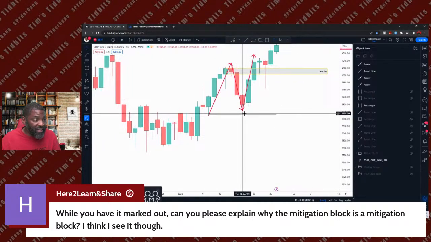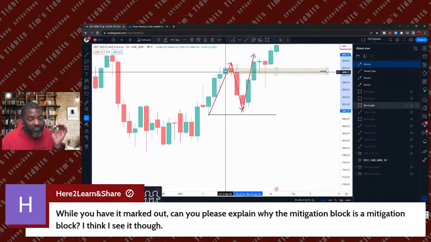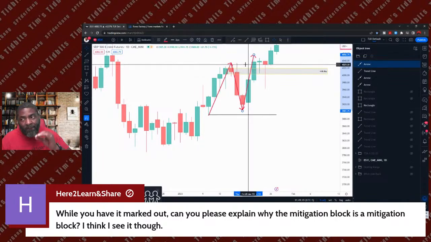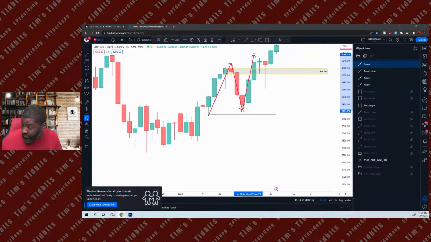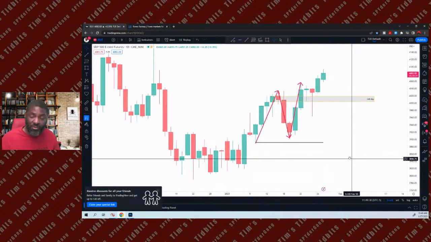If we would have come down and broken this low, then that would have been a bearish order block that turned into a bullish breaker. Hopefully that helped. Did that help? Here to learn and share. Did that help you out?